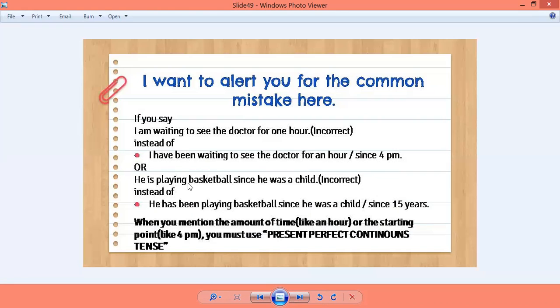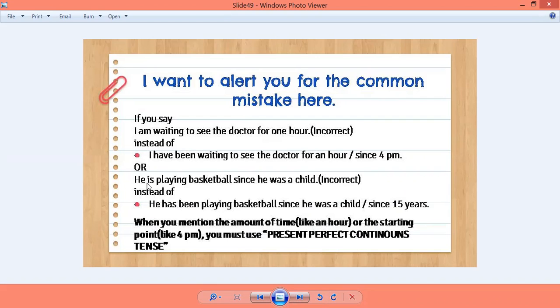When you say he is playing basketball since he was a child, it is incorrect. Why is it incorrect? It is incorrect because यहाँ पे he is playing लगाया है. क्या आएगा? He has been playing. We are supposed to show a duration कि इतने टाइम से खेलता आ रहा है. So has been over here is mandatory. लगाना ही पड़ेगा. Hence, do not make this mistake of not adding has or been. Has been is supposed to be there.